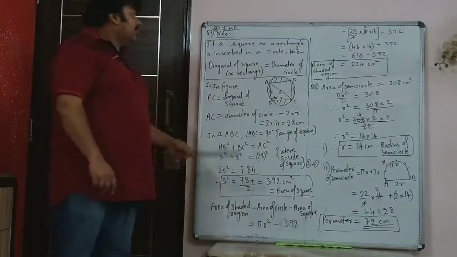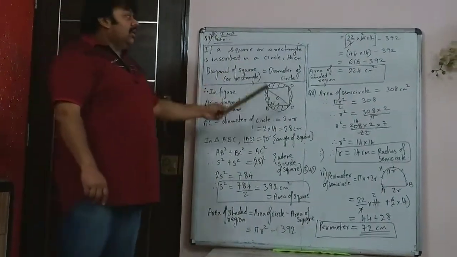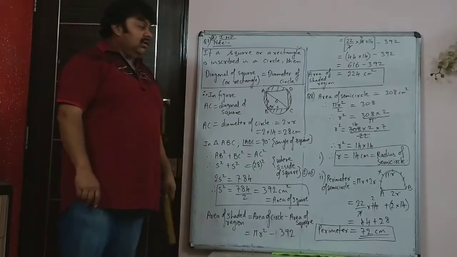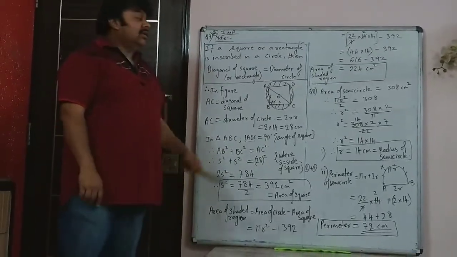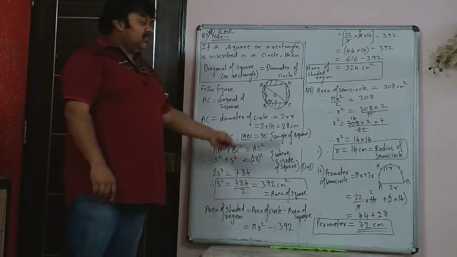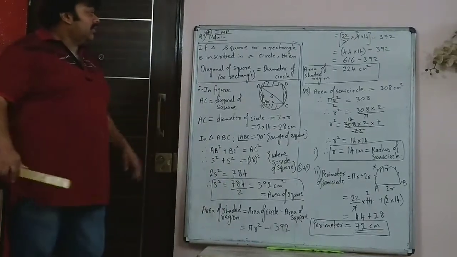Note these two sums. The seventh sum is important, and there is an identical sum in homework with a rectangle inscribed in a circle. Please do this too. We will go on to the next sum, that is question number 9.